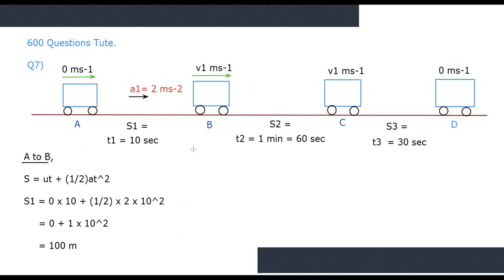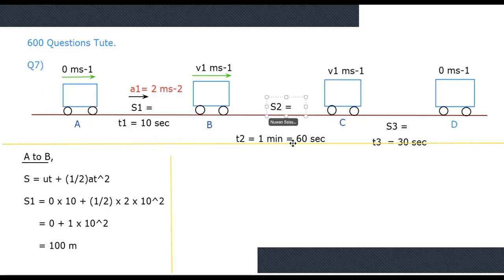Actually, we want to find V1 also. So what should we do to find V1? Somebody unmute the mic and tell me. Darwane, what should we do to find V1? Apply the equation V equals U plus AT. Very good. Where to where, dear? From A to B. Very good.